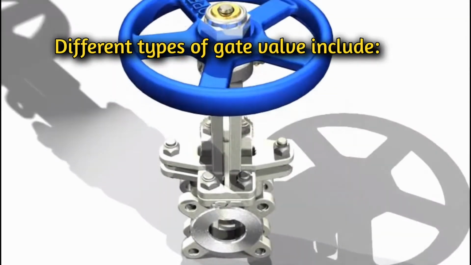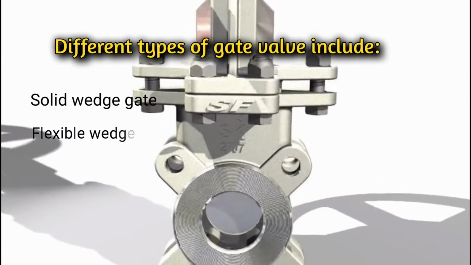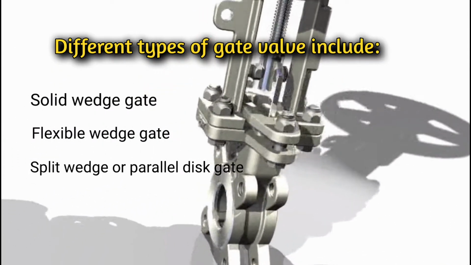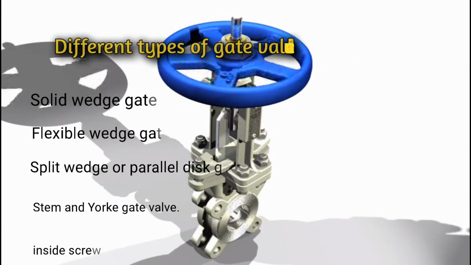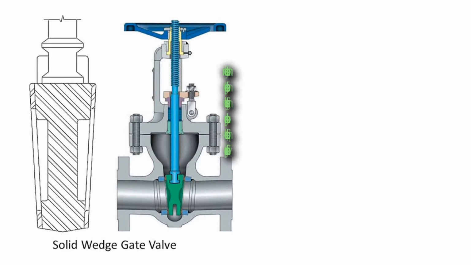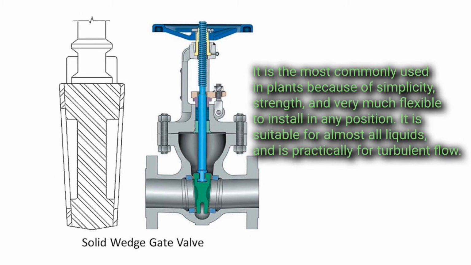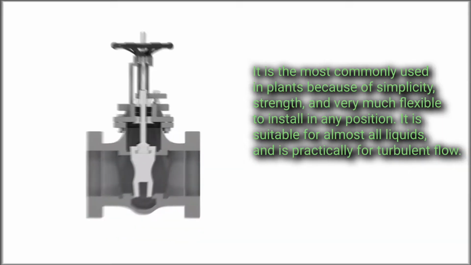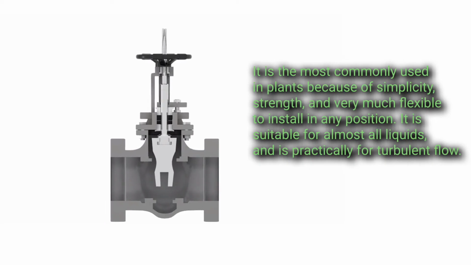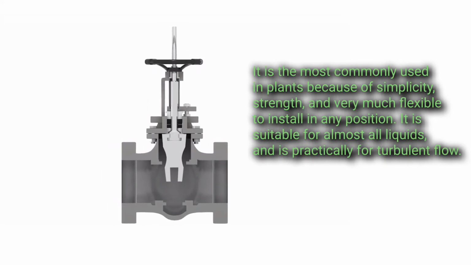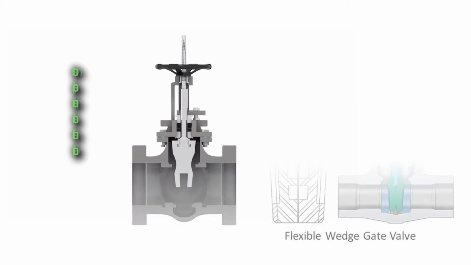Different types of gate valve include solid wedge gate, flexible wedge gate, split wedge or parallel disc gate, outside stem and yoke gate valve, and inside screw valve. Solid wedge gate valve is the most commonly used in plants because of its simplicity, strength, and flexibility to install in any position. It is suitable for almost all liquids and is practical for turbulent flow.